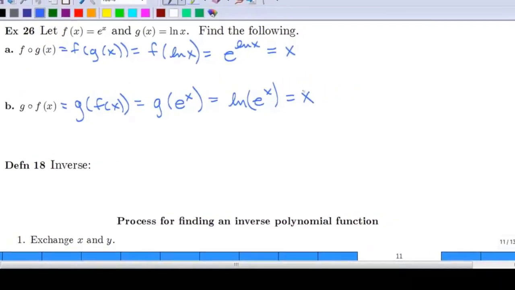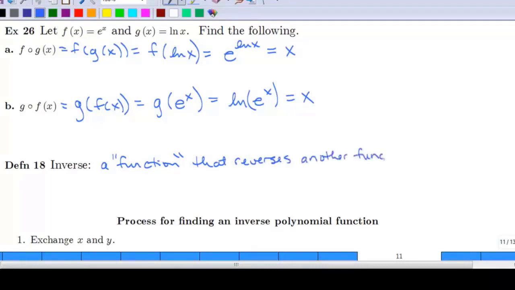The inverse function in math is essentially a function, and we're going to put this in quotes because it's not always a function, that reverses another function. You can kind of think about these as being opposite functions, and again I had to put that in quotes because there are times when the inverse function is not actually a function and we have to restrict its domain so that it can be considered a function.